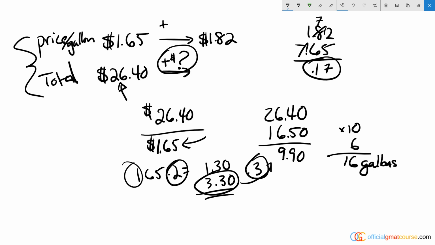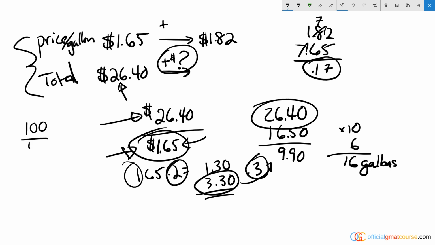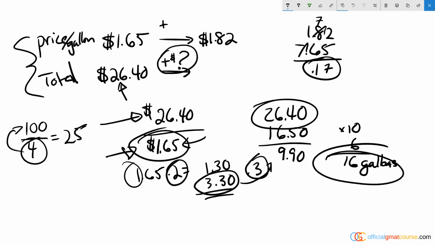So I'm not doing division the way that most people would do it. I'm doing it by basically seeing how many times I have to add $1.65 to itself to get up to 26.40, because that's all division is really saying: how many times does this add up into this? So for example, 100 divided by 4 is 25, because if I add 4 together 25 times, I'll get 100. So 16 gallons is how many gallons we add.